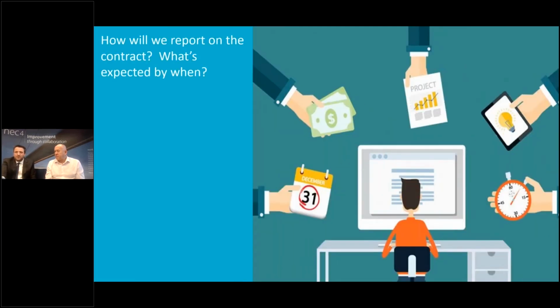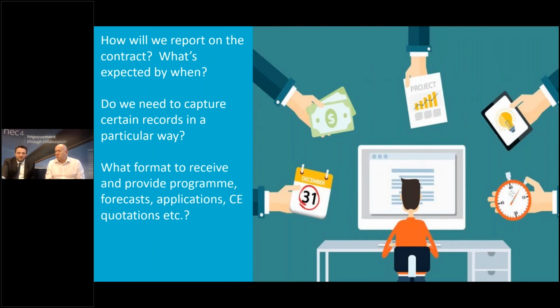So how will we report on the contract? What's expected by when? So again, getting synergy with the main contract here could be important. Do we need to capture certain records in a particular way? Again, that might be something that's given to us down from the scope and that we might want to pass on down through the subcontract scope, but it might also be a business practice that we prefer to operate in. We only use a particular kind of scheduling or programming software perhaps, and so it's quite nice if we specify that and use it. What format to receive and provide programs, forecasts, applications.